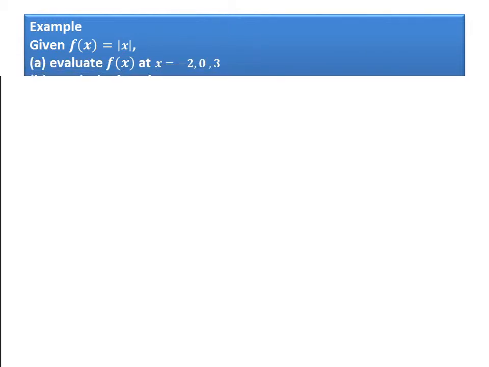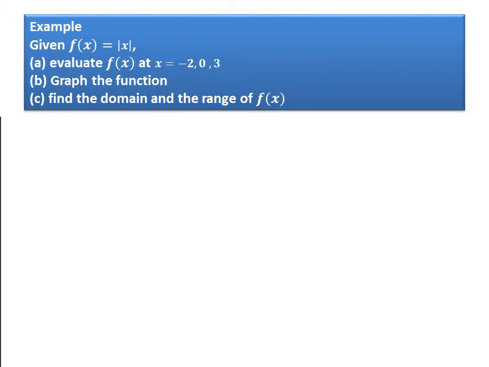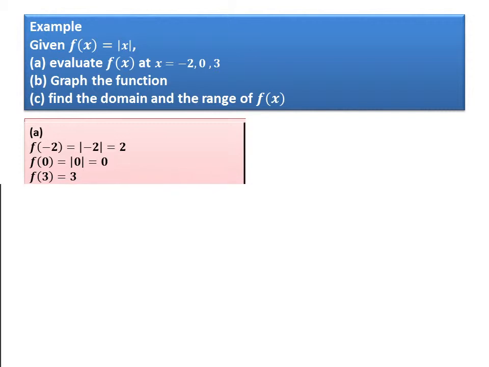Here comes the absolute value of x. We ask you to evaluate the absolute value of x at x equal to minus 2, 0, and 3. Then graph the absolute value of x, and then find its domain and range. So when x is equal to minus 2, what's the absolute value of minus 2? Yes, this is 2. And then for 0, the absolute value of 0 is 0. For 3, the absolute value of 3 is 3.